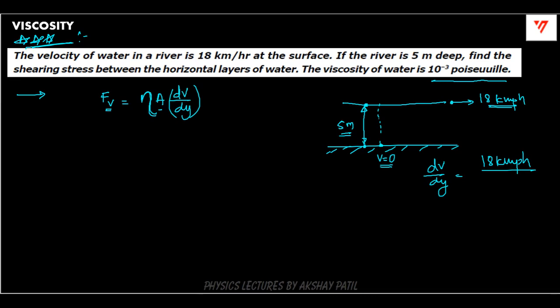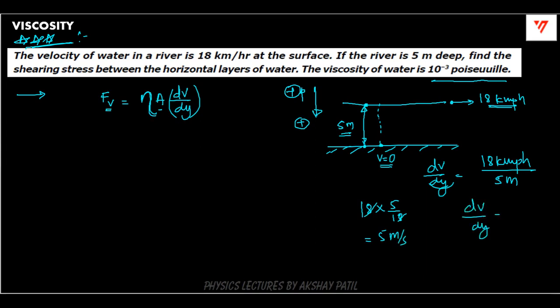Most of the times the velocity gradient is actually negative. If you are choosing the positive side downwards, the velocity is decreasing, so this will be negative. If you choose upwards as positive, the gradient will be positive, but it does not matter. Now here the distance is 5 meters. Now we'll convert this 18 kmph into SI units, because here it is meters. We know the magic number to convert kmph into meters per second, that is 5 by 18.